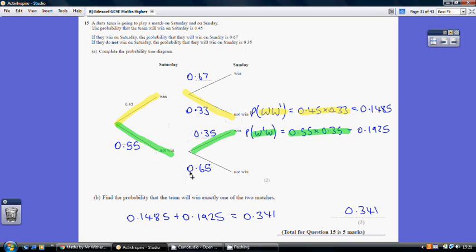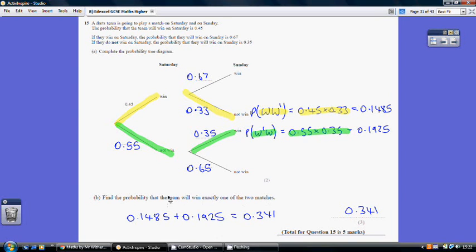So again, the probability of not winning on a Sunday must be 1 take away 0.35, which is 0.65. Remember, these two lines, the probabilities must always add up to a whole. So these two must add up to a whole, these two up to a whole, these two up to a whole. Right, part B, find the probability that the team will win exactly one of the two matches.